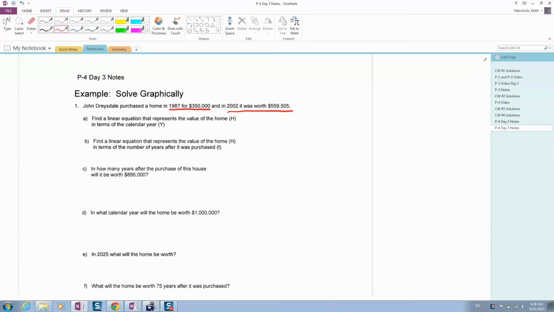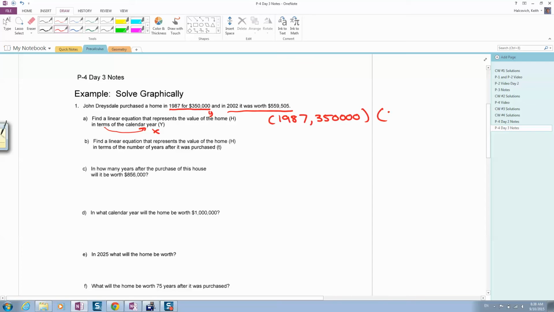the calendar year Y. Well, the value of the home in terms of, this is always going to be X, whatever's after the "in terms of." So this is going to be what you would think of as your Y value. So even though the calendar year is Y, that is actually the X value. X value is the year, the value of the home is the Y value. So in 1987, the home was worth $350,000.